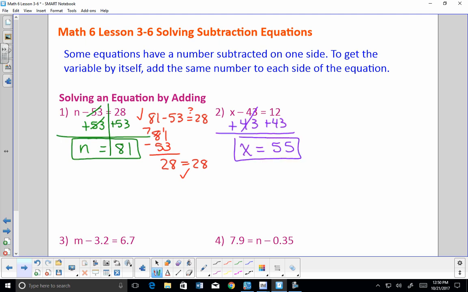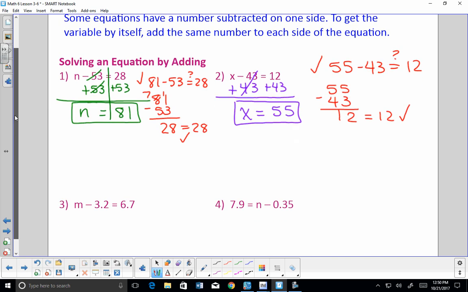Again, I will check my equation. 55 minus 43, does that equal 12? So let's see, 55 minus 43, 5 minus 3 is 2, 12 does equal 12, it does check. Let's look at a couple more equations.